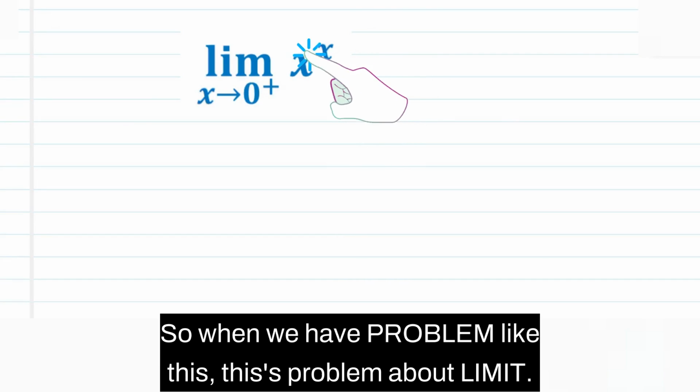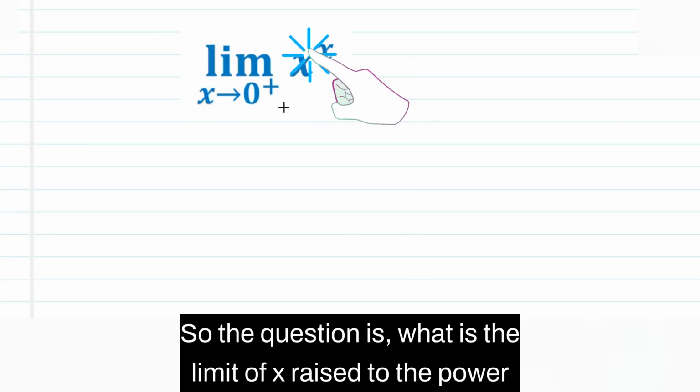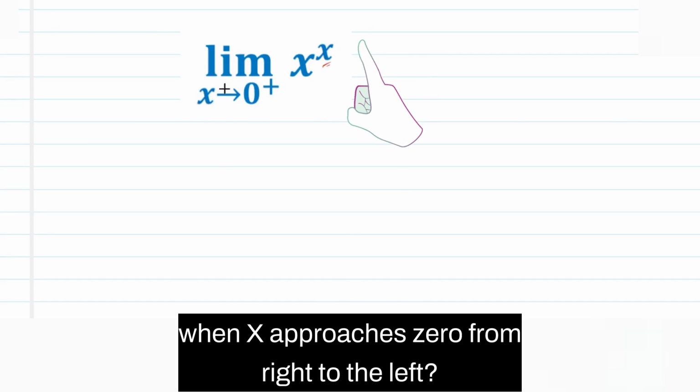Alright, so when we have a problem like this, it is a problem about limits. The question is, what is the limit of x raised to the power of x as x approaches 0 from the right?